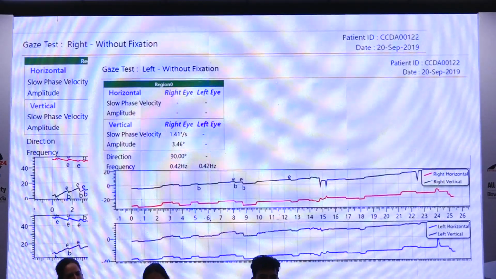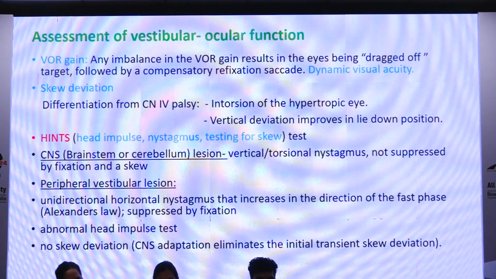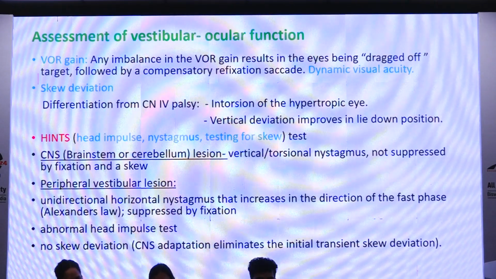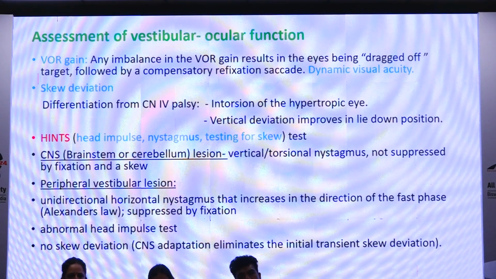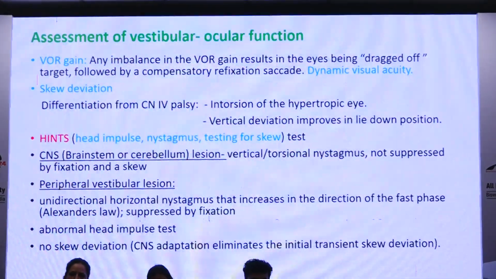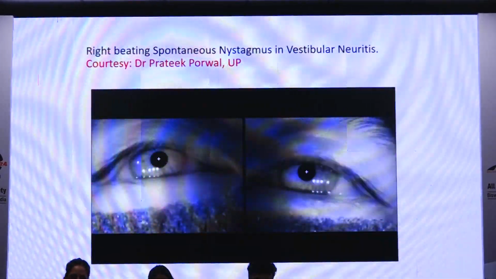So just one minute, I want to refocus again. What was that? HINTS test: head impulse, nystagmus and test for skew. If all three are positive, then usually this is a peripheral component, so there is no need to do an MRI. Stroke and other dangerous diseases are usually excluded, but you need to rule out all three.